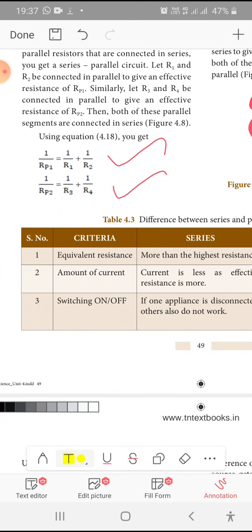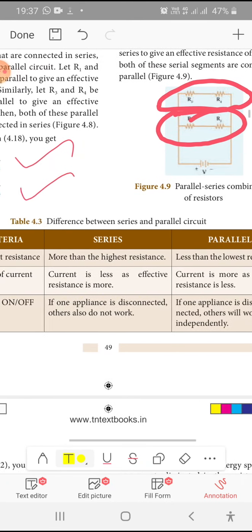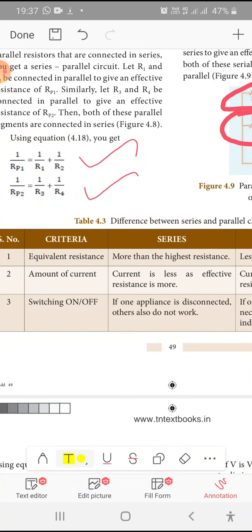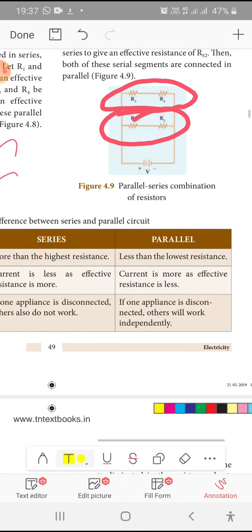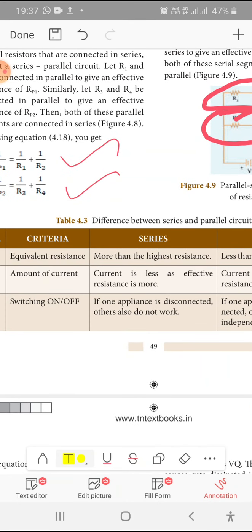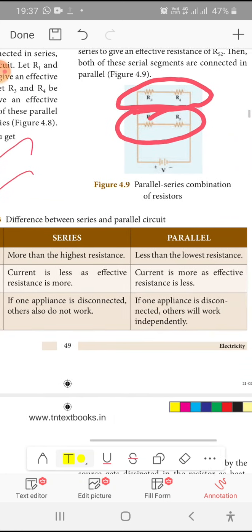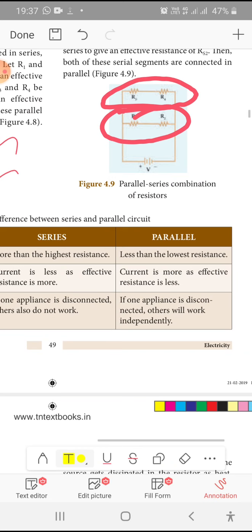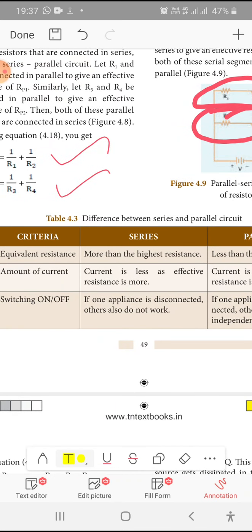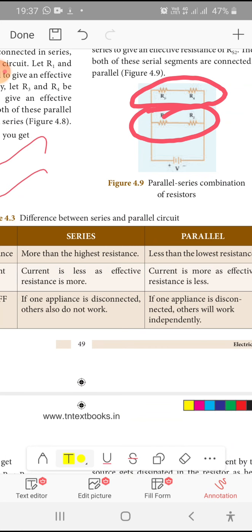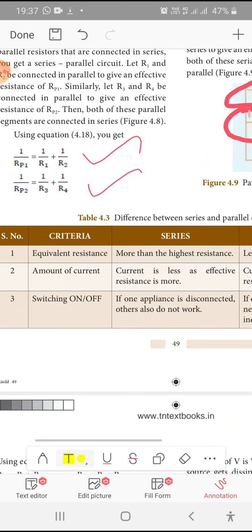Here a tabular column is given. Criteria: series and parallel. In series, the effective resistance is more than the highest resistance; in parallel, it is less than the lowest resistance. The amount of current is less as the effective resistance is more, and current is more as the effective resistance is less. If resistance is more, current is less. If resistance is less, current is more. Current is more in a parallel circuit. Current is less in a series circuit because the resistance is more in a series circuit. The resistance is less in a parallel circuit.